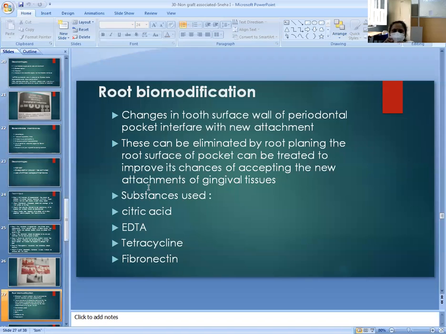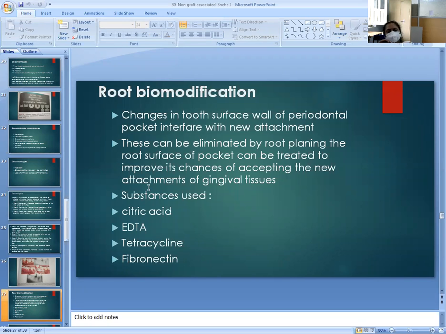Now, root biomodification. Root biomodification is a procedure in which, once you remove the plaque and calculus, the flap is reflected, then granulation tissue and everything is removed from the defect. The root surface then gets a treatment. Biomodification means using some biomaterial to remove the smear layer from the root surface.